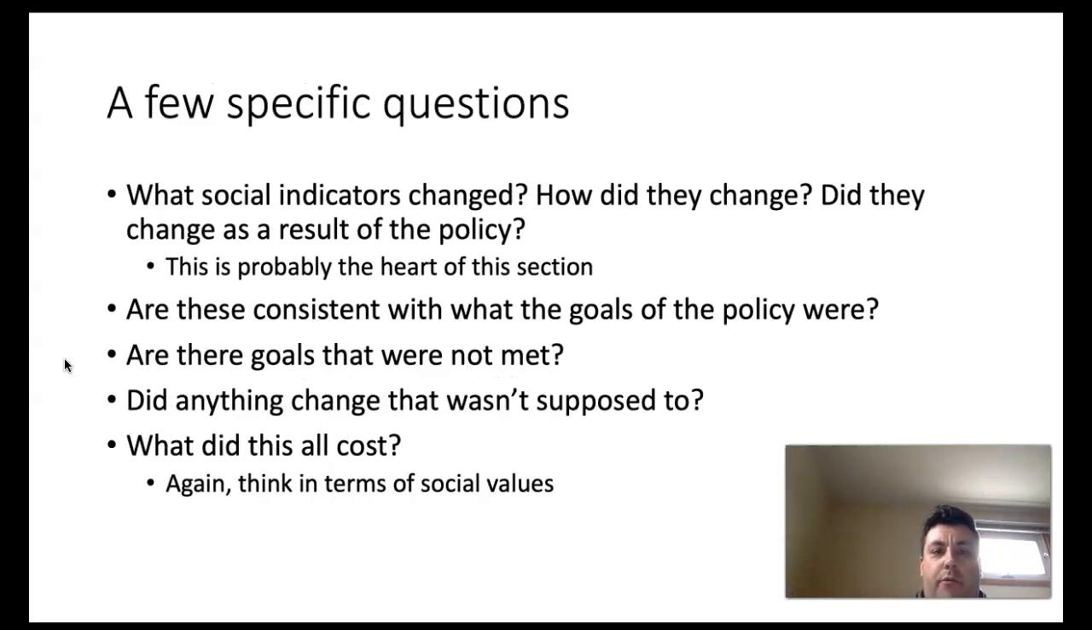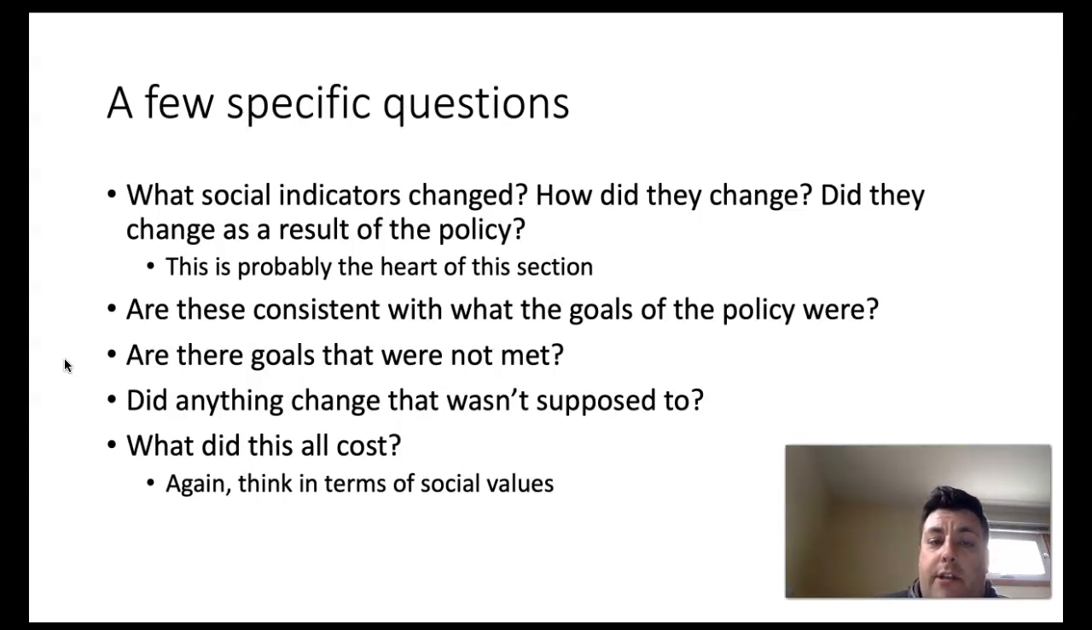So here's a few specific questions to think about. What social indicators changed? How did they change? Did they increase? Did they decrease? Did they change as a result of the policy, or was it something else? This is probably the heart of this section, the meat and potatoes. And you probably can find quite a bit of information on what changed as a result of the policy that you're studying.